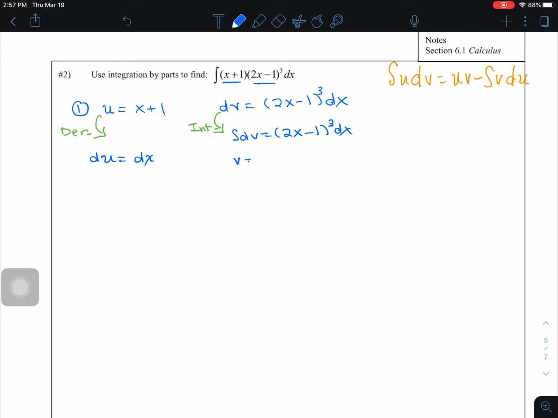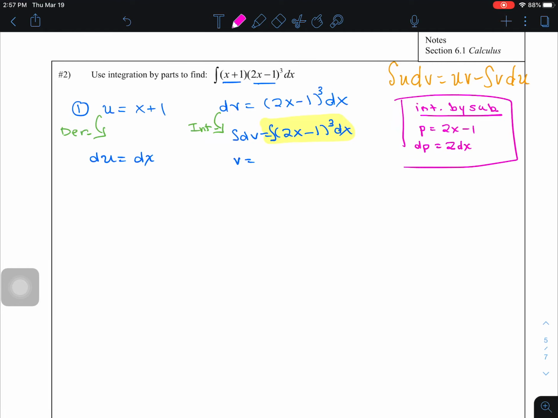In the last example, we learned that if what we're integrating is a quantity, that's going to require us to integrate that piece by substitution. And we said instead of using u's, we were going to use a different variable so we don't get confused. We're going to use a p. We're going to let p equal this quantity 2x minus 1, and then take the derivative of that. So dp equals 2, and then we bring the dx over. So these are our substitutions.